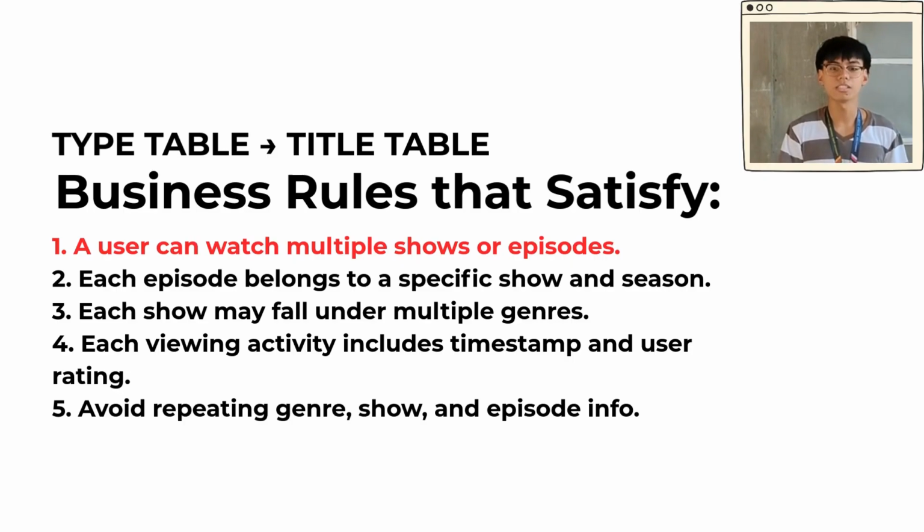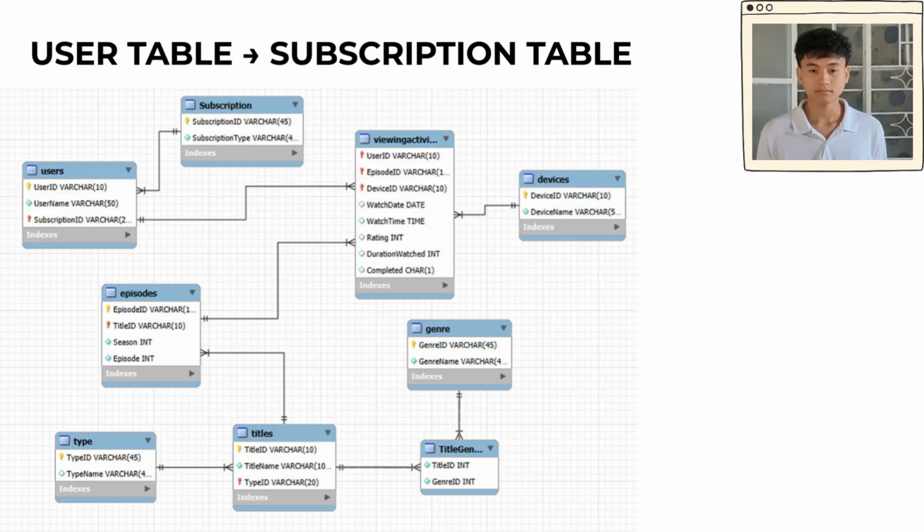Since each episode is tied to a specific show and season, and shows may belong to multiple genres, the relationship between type and titles provides a clean way of organizing shows without repeating unnecessary details. Furthermore, the design works alongside viewing activities where timestamps and user ratings are stored separately, so that genre, show, and episode information does not need to be duplicated, maintaining efficiency and consistency in the database.